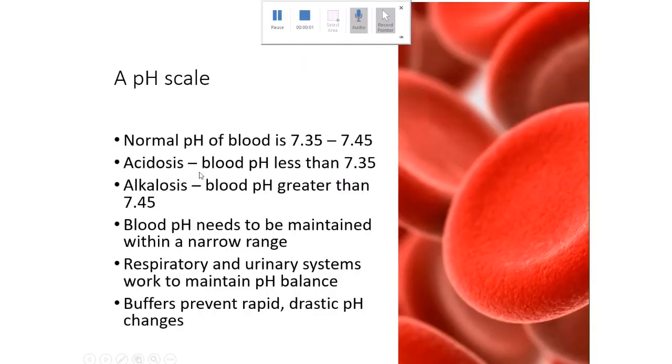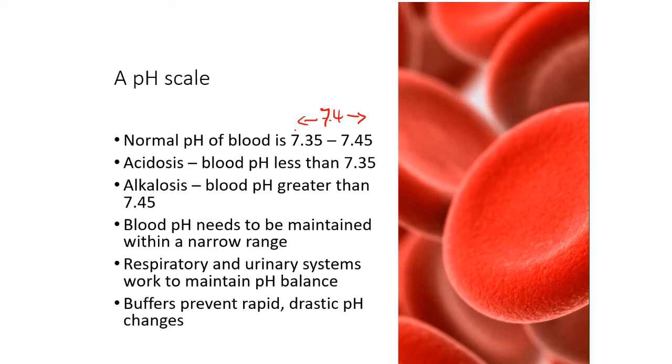So more on that. Like I said, 7.4 is the norm, and the maximum amount you can deviate is down to 7.35 and up to 7.45. If it goes below 7.35, there's too much acid, so we call that acidosis. Osis is too much of something in the blood. On the other hand, if it goes greater than 7.45, then there's too much base, too much alkaline in the blood. Then we call that alkalosis.